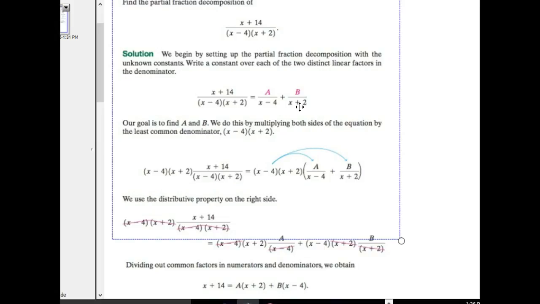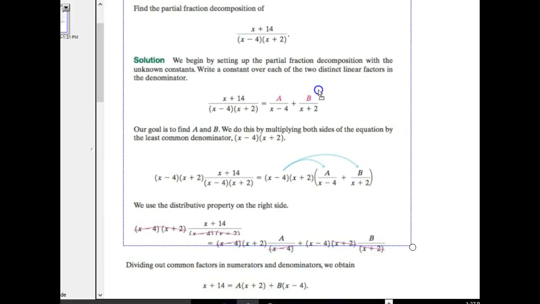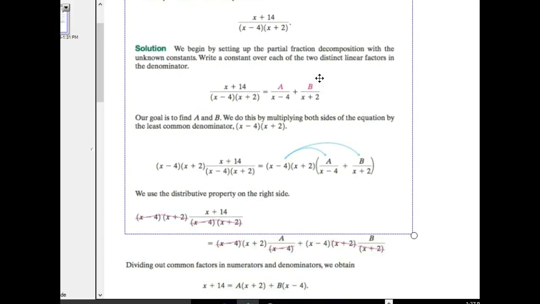Now, once we do this step right here, our goal, of course, is to find a and b. So to do so, we're going to have to simplify the equation that we have here. I want to eliminate the x minus 4 and the x plus 2. So in order to do that, we have to multiply by the least common denominator, which is the x minus 4 and the x plus 2. When I do so, these two are going to totally cancel each other, and I'm simply going to be left with the x plus 14 on the left side of the equal sign.